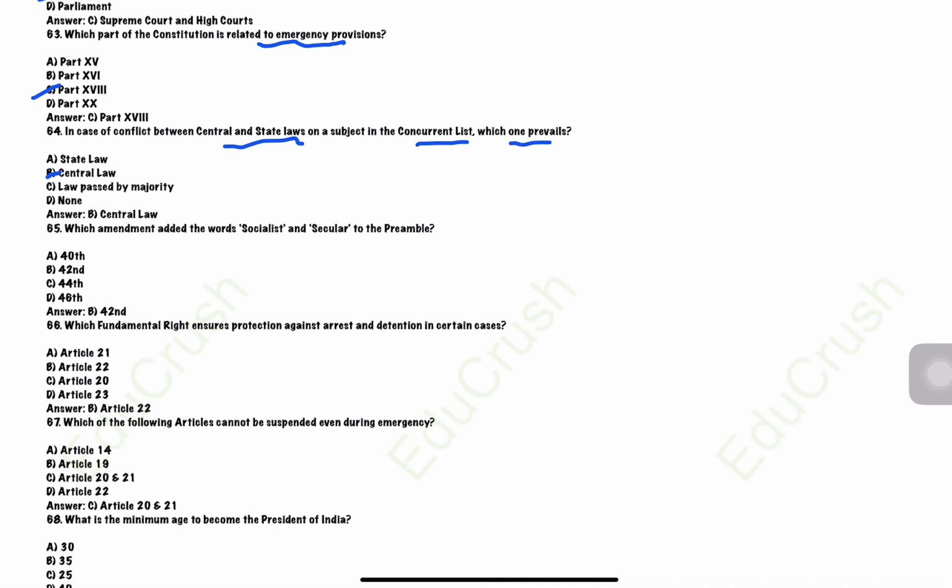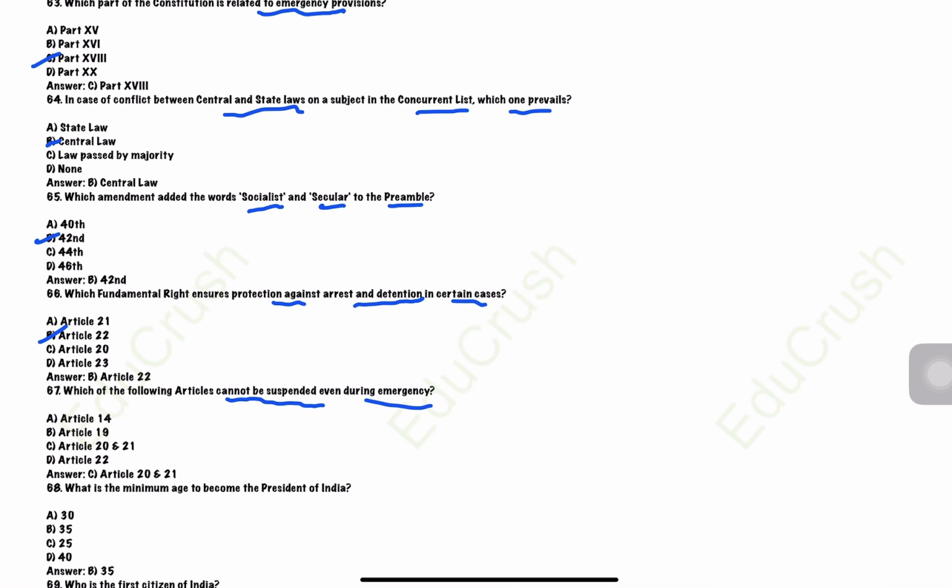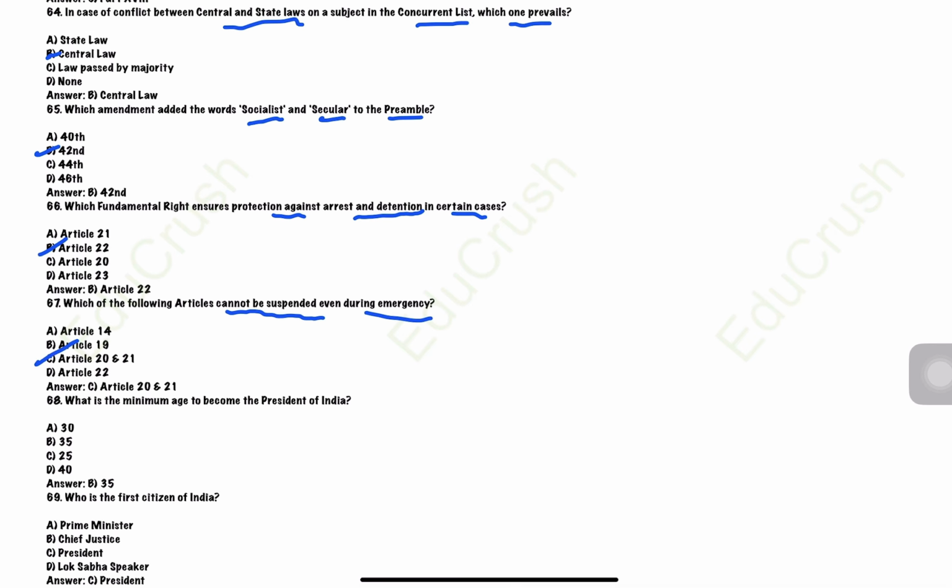Which amendment added the words socialist and secular to the preamble? 42nd Amendment. Which fundamental right ensures protection against arrest and detention in certain cases? Article 22. Which of the following articles cannot be suspended even during emergency? So, Article 20 and 21 cannot be suspended even during emergency.